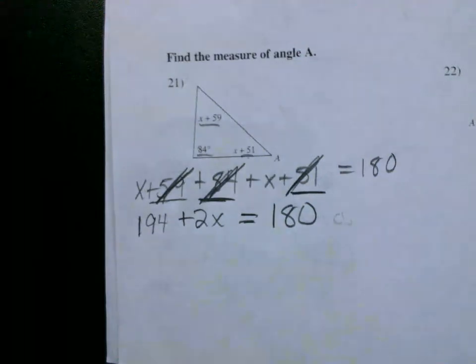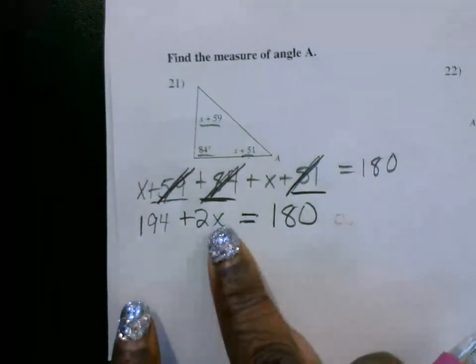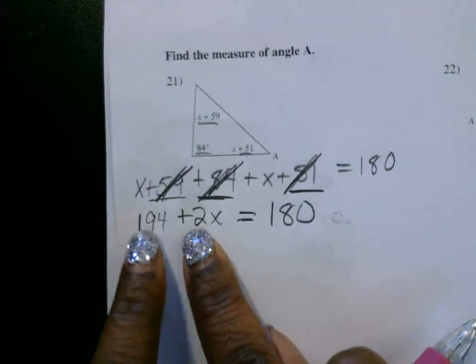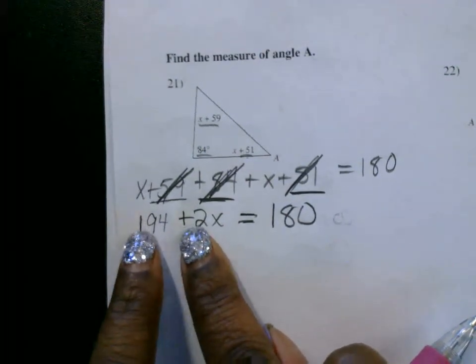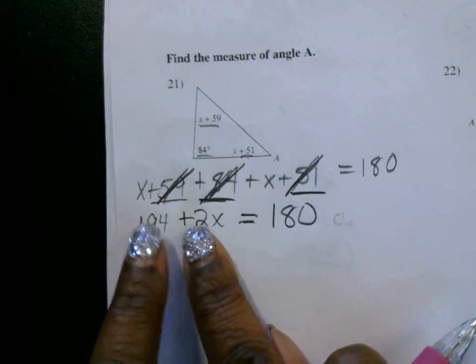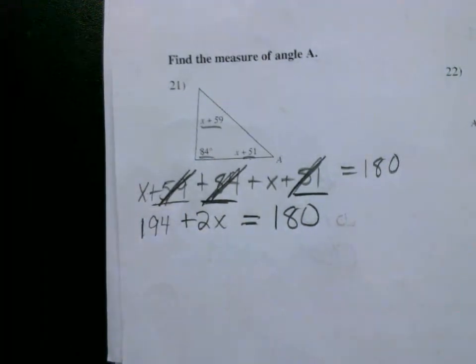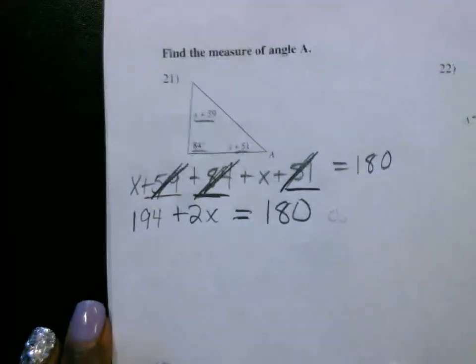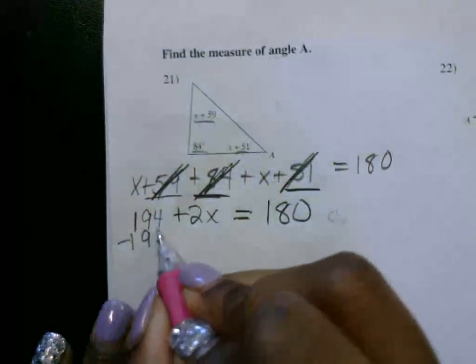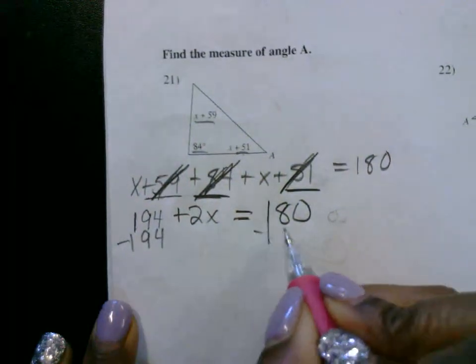Now we have to get x by itself. Which one of these numbers do we move first? Which number do we move first? We move 194 or 2 first to get x by itself. How do we move a positive 194? Very good. We're going to subtract 194 on both sides.